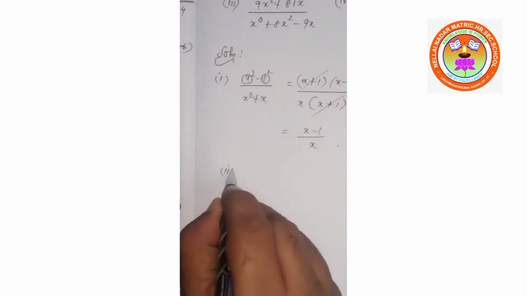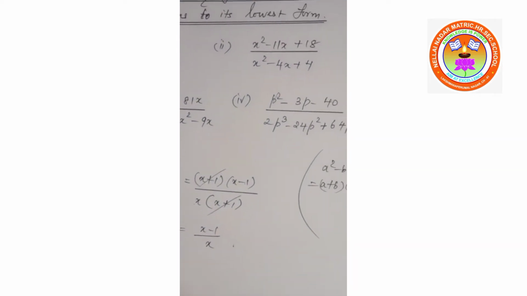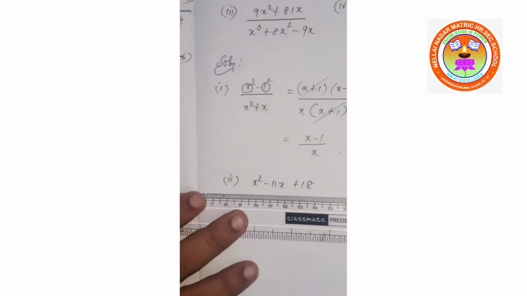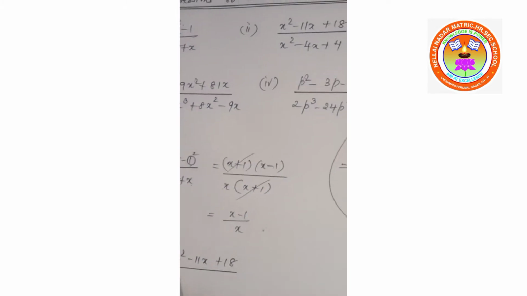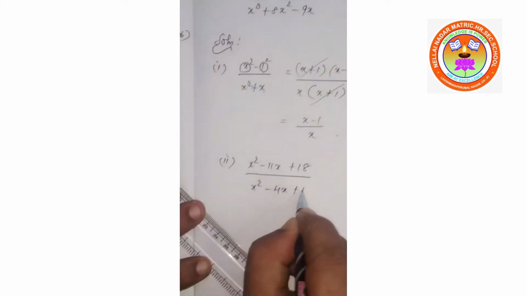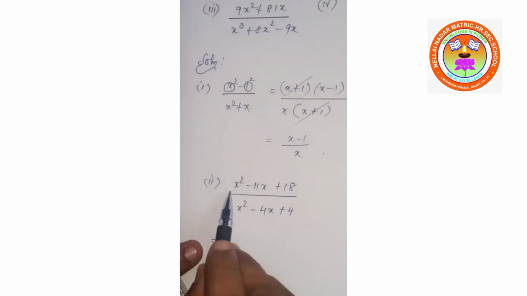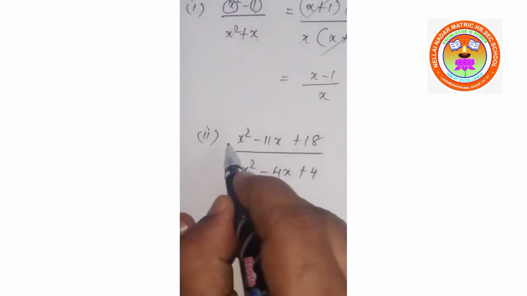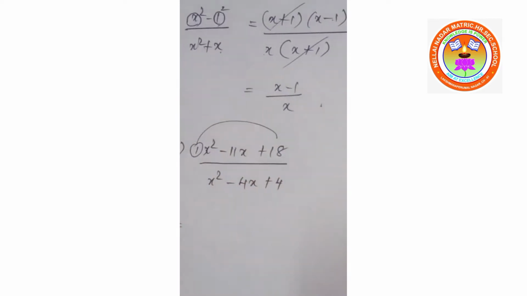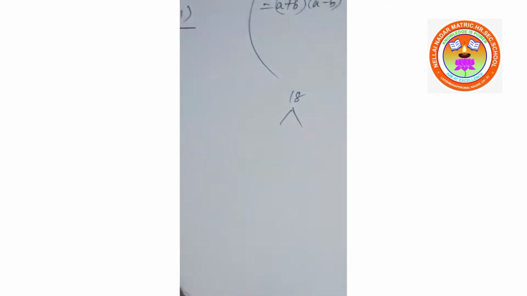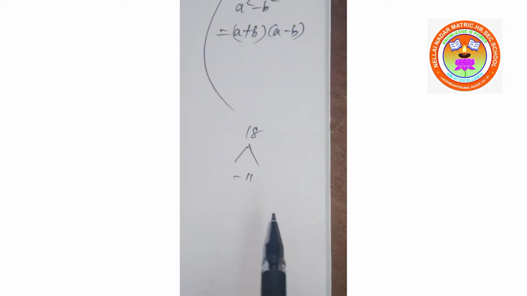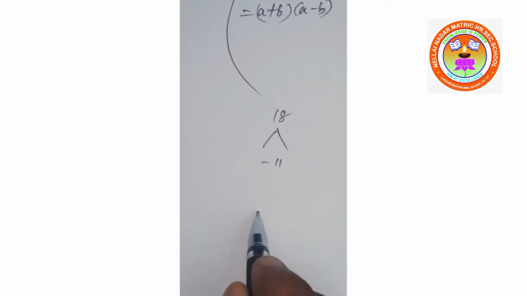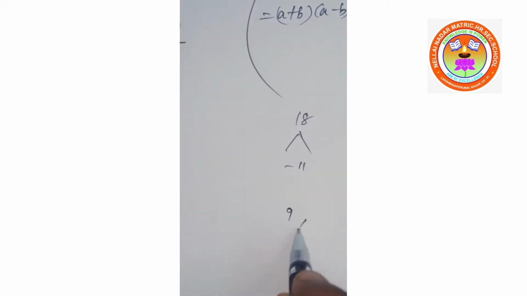Now subdivision number 2. X squared minus 11x plus 18 divided by x squared minus 4x plus 4. Both are quadratic polynomials, because the degree is 2. We can factorize. 1 into 18. Coefficient of x is minus 11. Product 18, sum minus 11, the two numbers are 9 and 2, correct? 9 and 2.